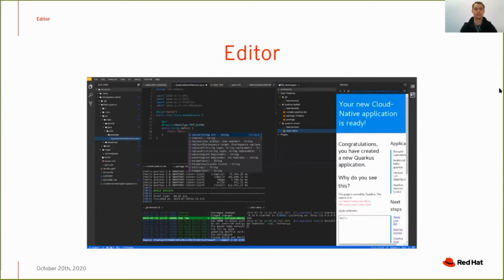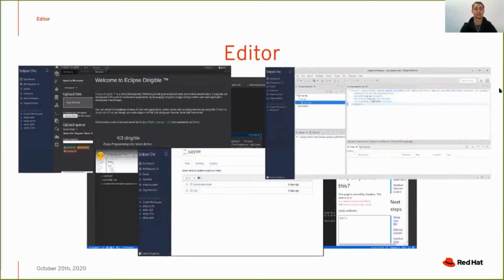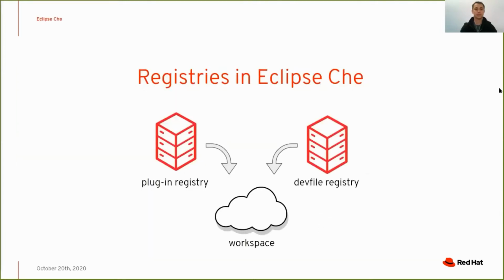Also, in Che, it's very easy to swap your editor. It's also possible to use Eclipse Dirigible, Jupyter Notebook, or even Eclipse IDE inside the workspace of Eclipse Che. Che has two registries, the plugin registry and the devfile registry. In the devfile registry, you register all the workspaces that you want to have: Python Devfile, C# Devfile, Java Devfile, and all these Devfiles reference plugins that are living in the plugin registry. The Che plugin is an entity that wraps VS Code extensions or their plugins.